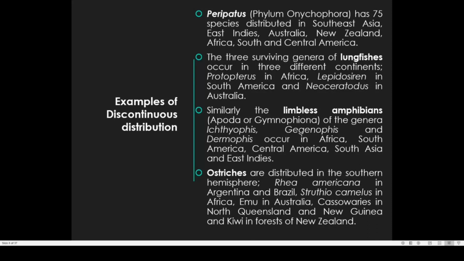For example, the population in Africa evolved into Struthio camelius. The population in South America evolved into Struthio americana. So according to the natural, local condition, there is variation in the nature of the animal. But if you examine the evolutionary history, if you examine the DNA, we can find a lot of similarities between all these animals. That is why scientists are saying that they used to have a common population. It is from that common population that all these different types came into being. So these are the examples of animals exhibiting discontinuous distribution.